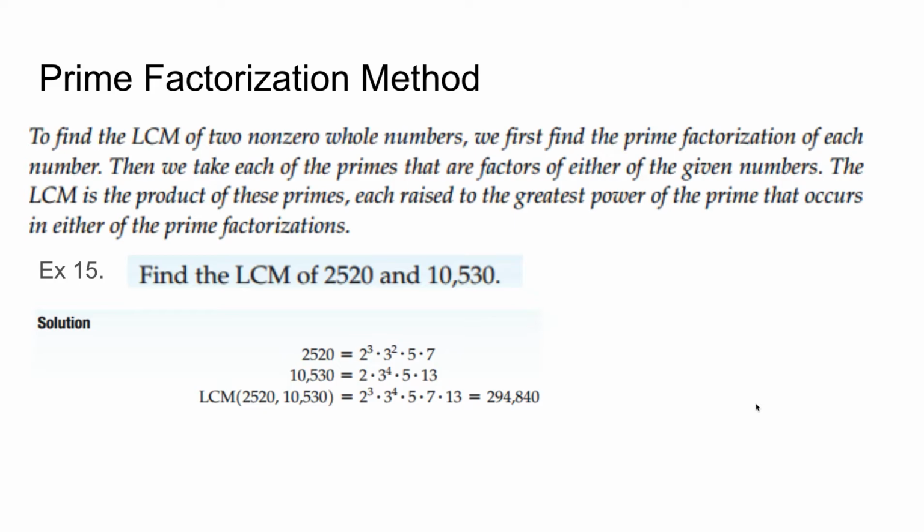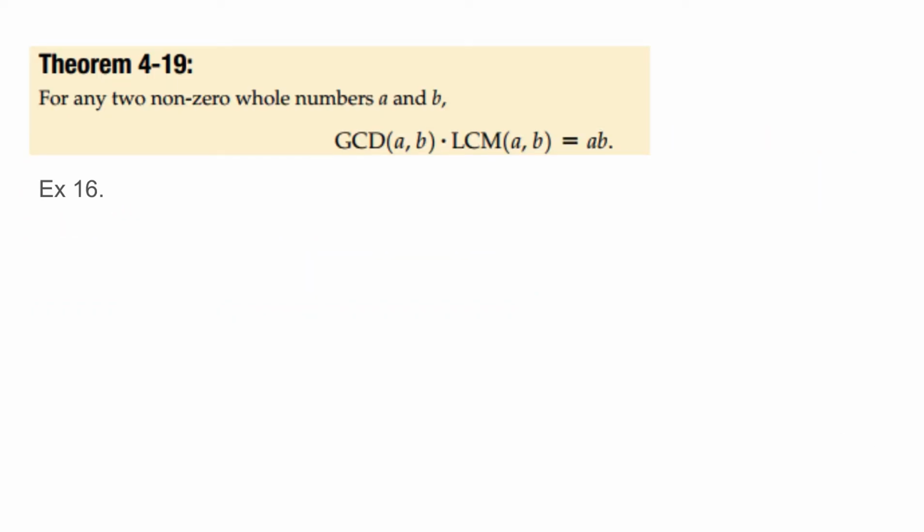Okay, so here is another theorem. For any two non-zero whole numbers a and b, if you are given two numbers and you found the greatest common divisor of these two numbers and the least common multiple of those two numbers, then the relationship here is that the product of those two numbers is the same as the greatest common divisor times the least common multiple. Okay?